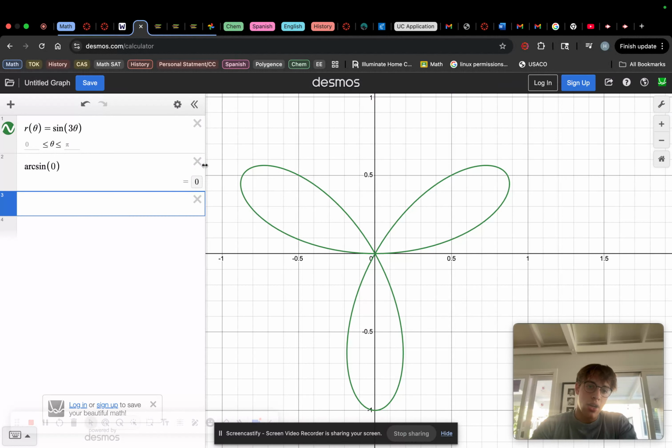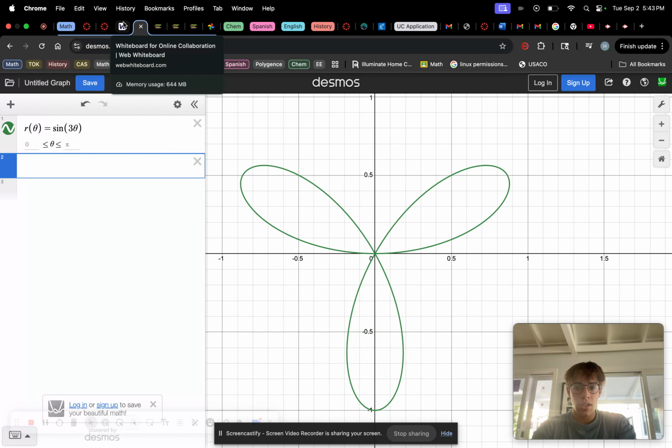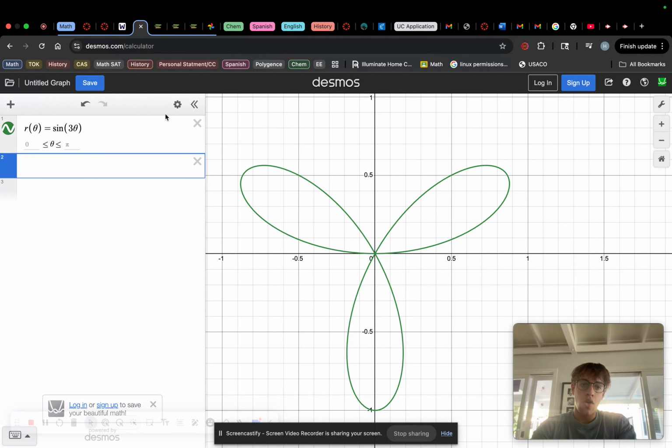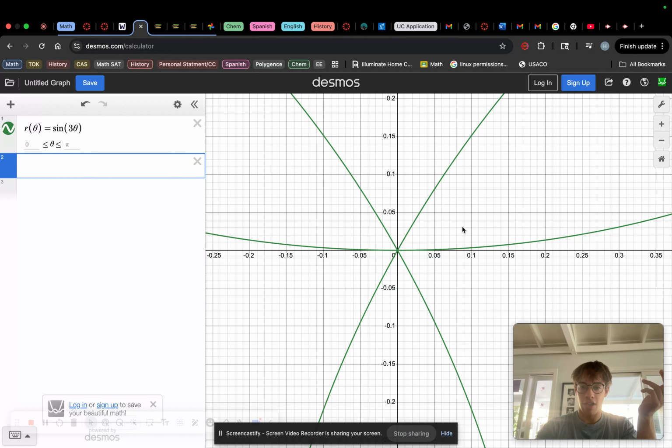So I went ahead and graphed this, and we can see there's three leaves, petals or whatever, and we want to find the area inside one of them. So to find the bounds for this equation, we know that we want to find the area of one of these sections. So when r equals 0, the first two times r equals 0 will be kind of like the bounds for this first petal.